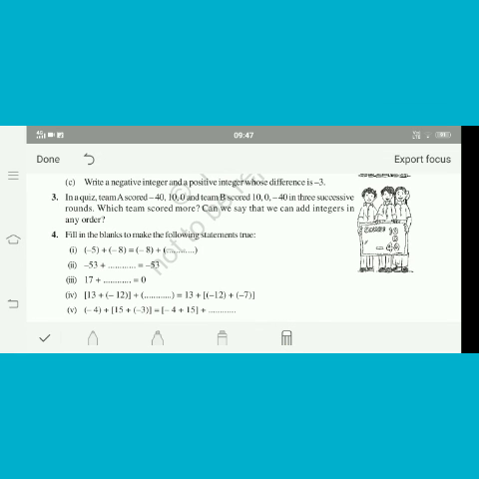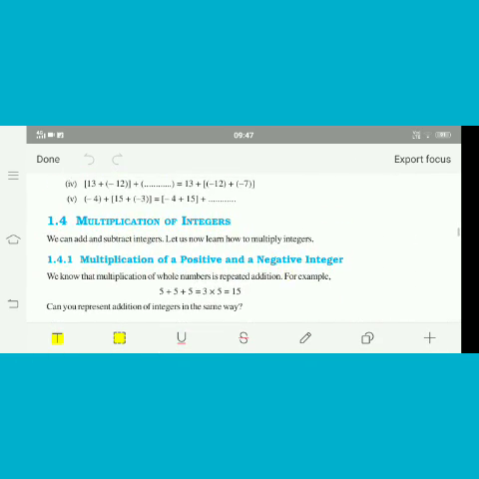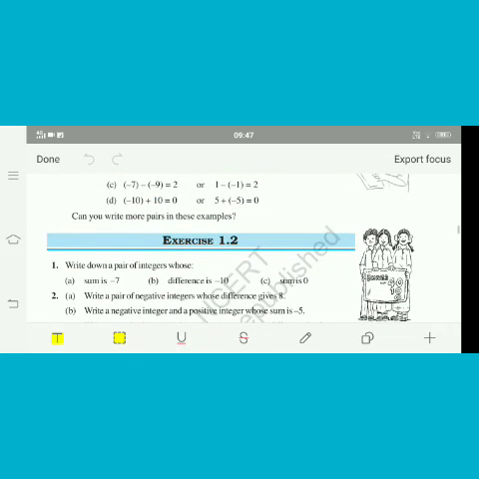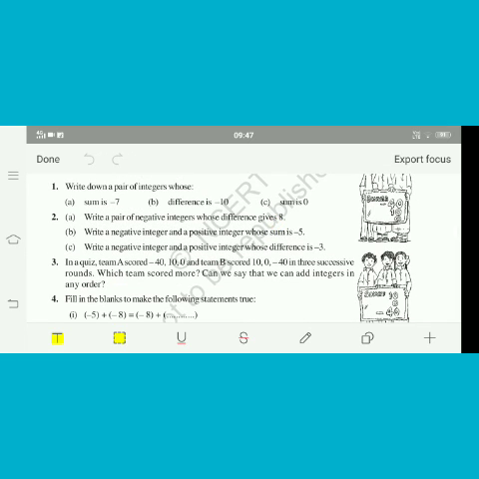So our exercise 1.2 is over. Yes, this is the sum of the solutions, you can read from the book. So our exercise 1.2 is over. 1.3 I will give in the next video.